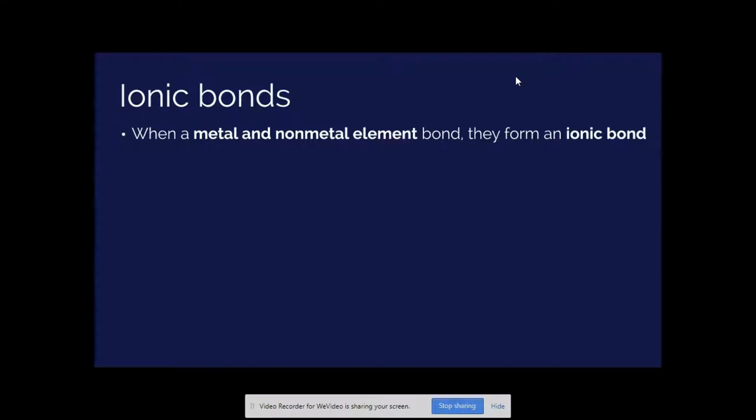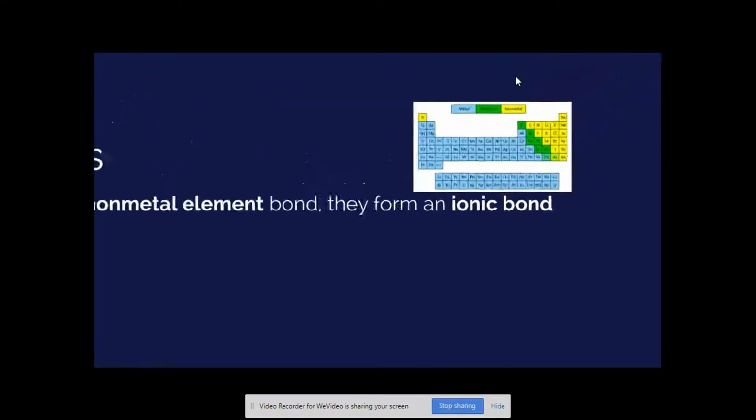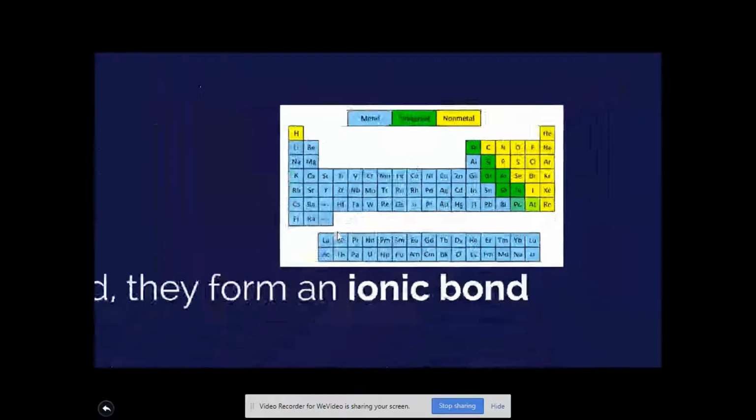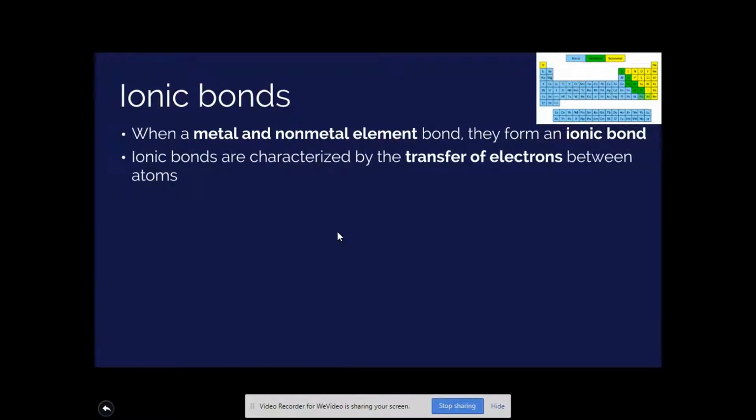Specifically, the easiest way to pick them out is when you have a metal and a non-metal element bonded together, they form an ionic bond. Just as a quick little reminder, when we have the periodic table, it's mostly metals. They're all on the left side, but then we also have the non-metals on the right side. So when you get a chemical compound that's made of both metals and non-metals, we get an ionic bond. And we'll see some of the other features of that in just a second here.